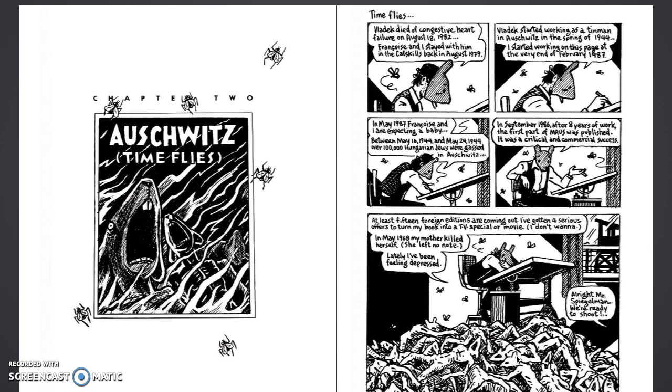So I guess the question we could say for this bottom panel is, does he have the right to tell readers something he doesn't experience?